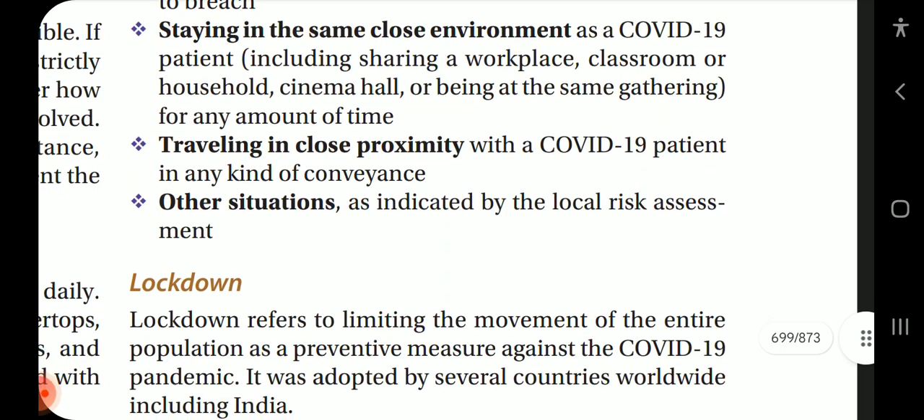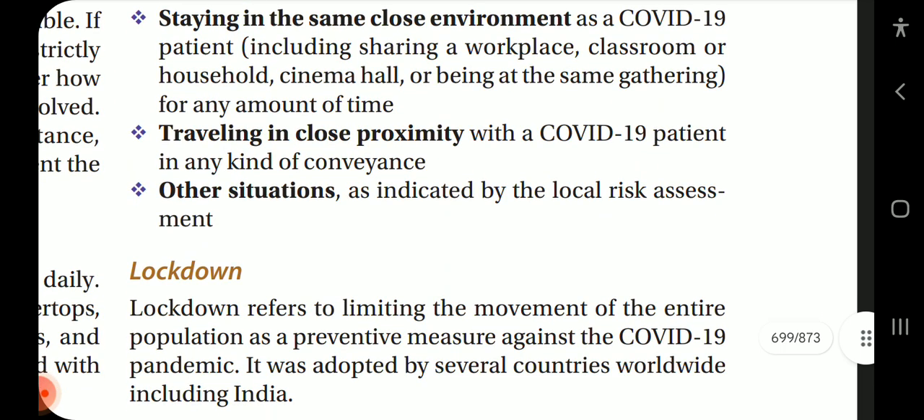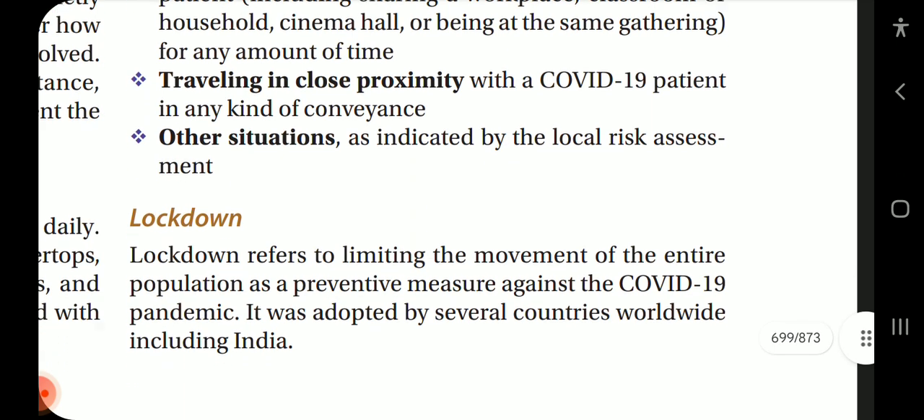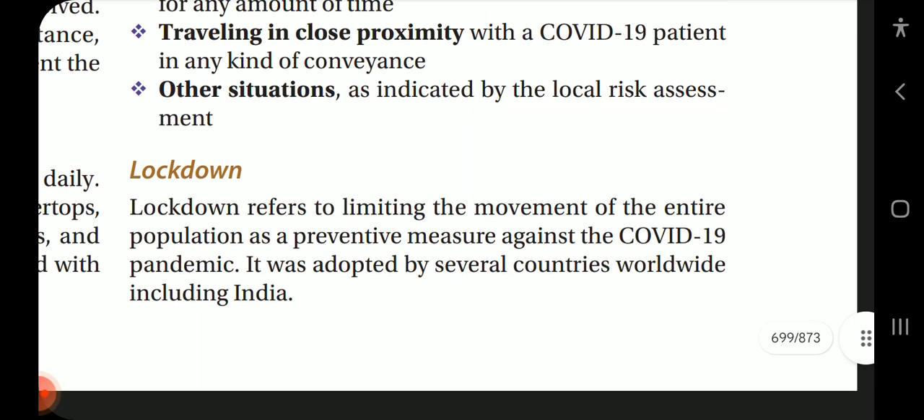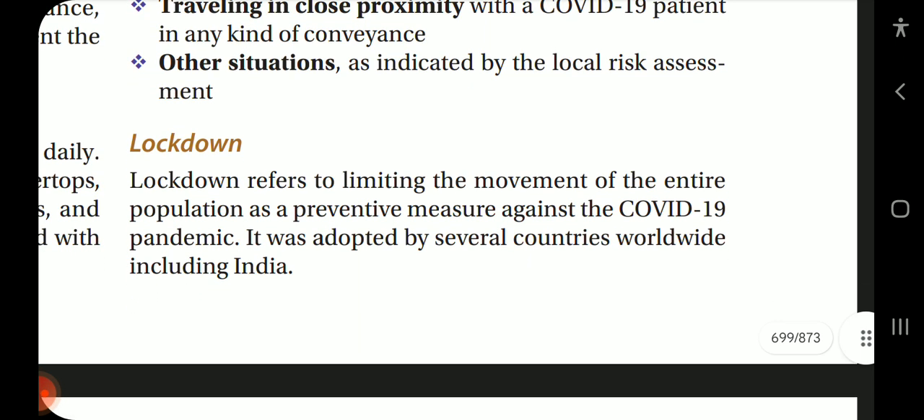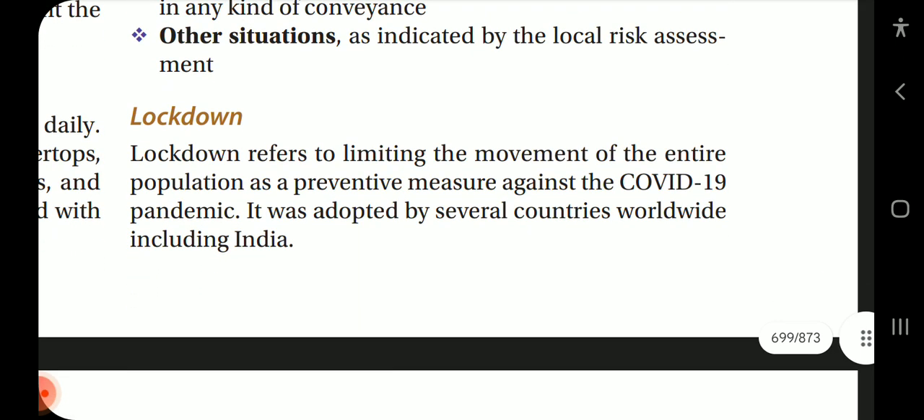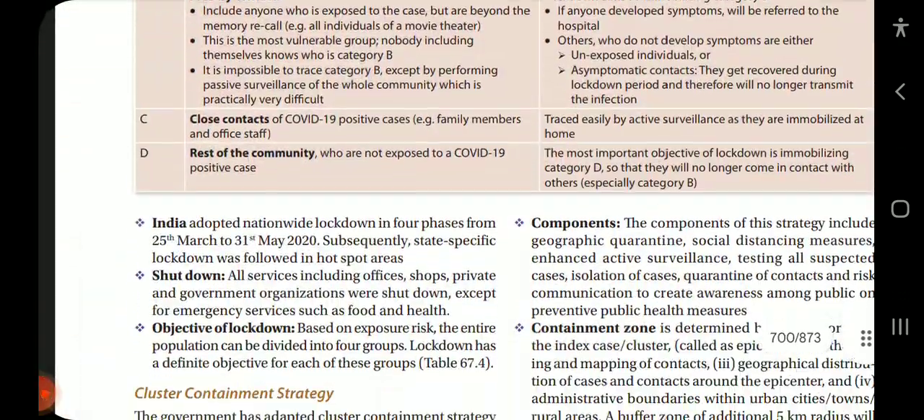Staying in the same close environment as COVID-19 patients, including sharing a workplace, classroom, household, or cinema hall, or being at the same gathering for any amount of time. Traveling in close proximity with a COVID-19 patient in any kind of conveyance, and other situations as indicated by local risk assessment. Lockdown. Lockdown refers to the limiting of the movement of the entire population as a preventive measure against the COVID-19 pandemic. It was adopted by several countries worldwide, including India.